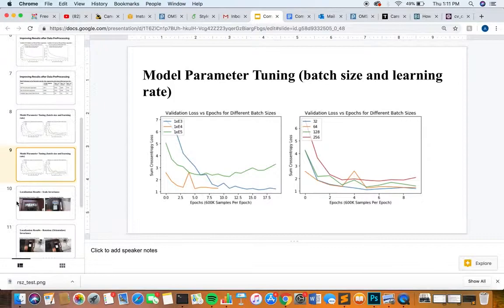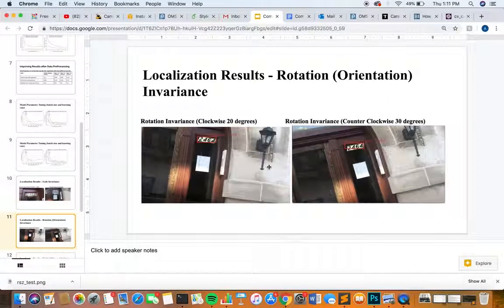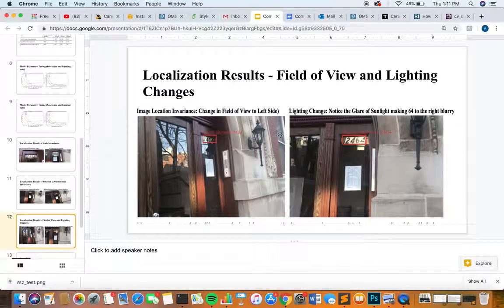Finally, I would like to show some results after applying localization using a sliding window over different scales. So here you can see scale invariance where one image is zoomed and the other is not, and both are classified correctly. Rotational invariance: you have counterclockwise and clockwise rotations in both orientations, and you can see correct classification. Then you have location invariance. Here the field of view is to the left and it still classifies correctly.